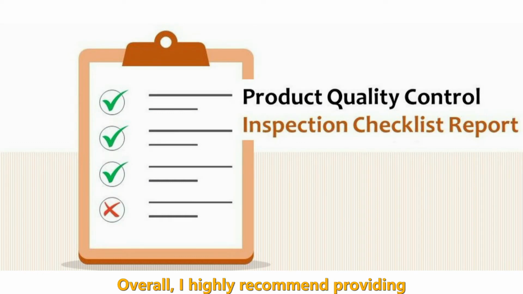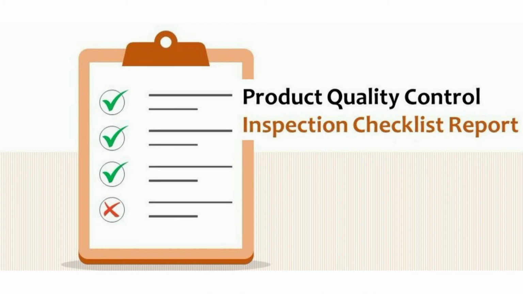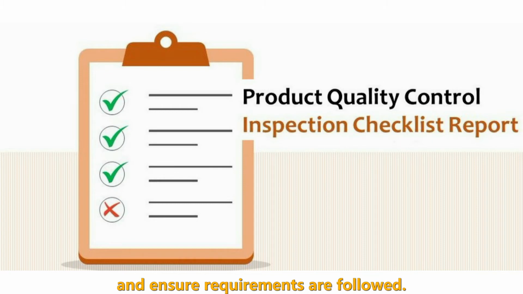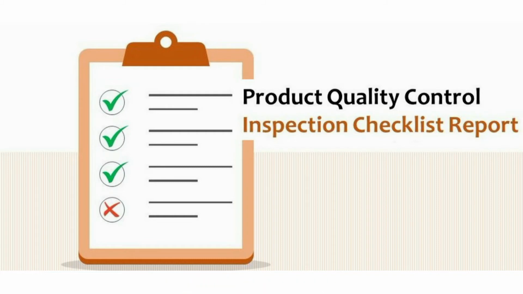Overall, I highly recommend providing your inspection agents with a product specifications sheet. It can be used as a quality checklist and ensure requirements are followed. So, what is a quality control checklist? It is also known as the inspection checklist. It is a criteria sheet to clarify the product's requirements.